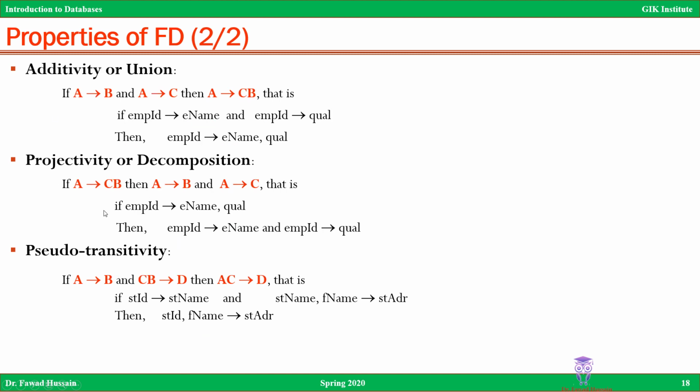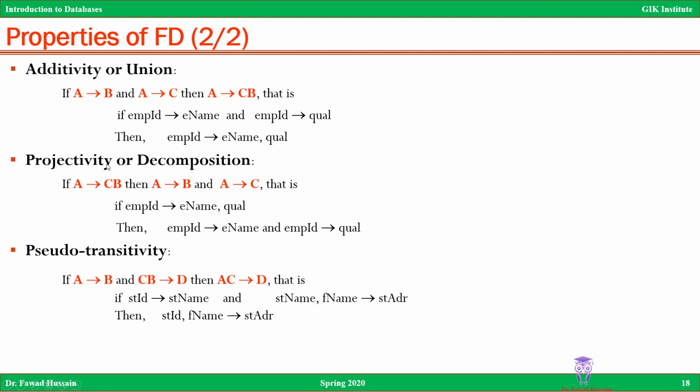And the next property of functional dependency is addition or union. If I have A implies B and A implies C, then I can say A implies the combination of B and C. For instance, if the employee ID can determine the employee name and the ID can also determine the qualification, then I can say in one single functional dependency that employee ID can determine the combination of the name and qualification of that employee.